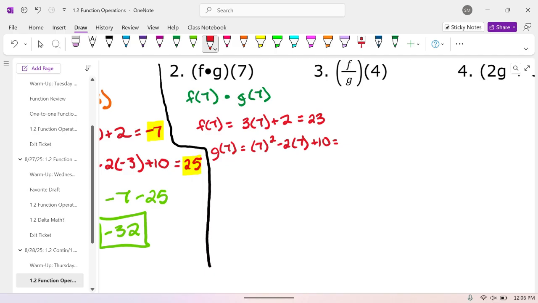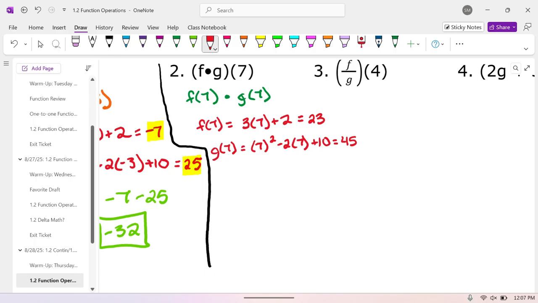I got 22 for f of 7 and I got 25 for g of 7. Recheck g of 7. Where did you get 45? So with the calculator, when in doubt, put parentheses around everything. I did. Oh, no, I didn't. Oh, here it is. I forgot I'm allowed to set.